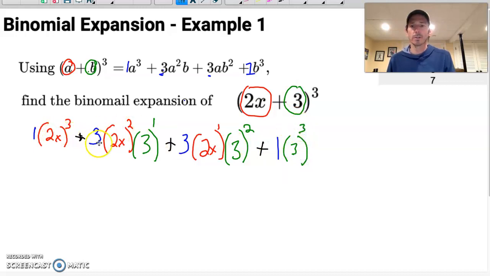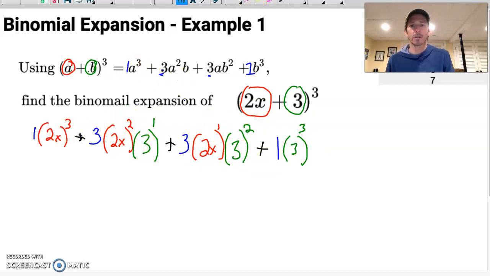So again, the blue numbers come from Pascal's triangle's coefficients. 2x is my a value, so it gets cubed first. Then it drops to a square, then it drops to a first power, and then it doesn't exist at the end. This term at the back, b, starts off not existing. It gets a power, so it's a first power. Then it gets another power, and all the way up to 3. And again, notice all the powers in each term add up to 3.